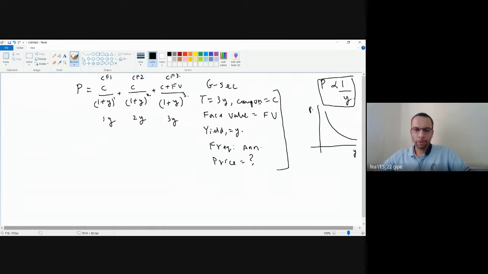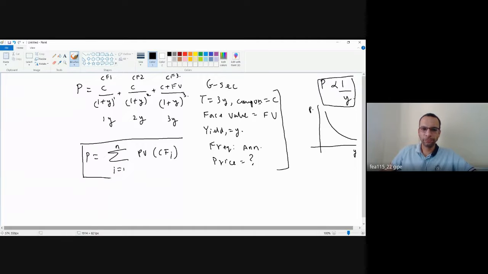Now, a bond price is nothing but the discounted value of its future cash flows, or its future coupons plus whatever cash flow, coupons plus face value. So we'll keep it generic as cash flows. So bond price is nothing but the PV of its cash flows. So I would like to say P, if I had to generalize this, is the summation of i equal to 1 to n of individual PVs of cash flow i. So I would like to write the bond price in this way.